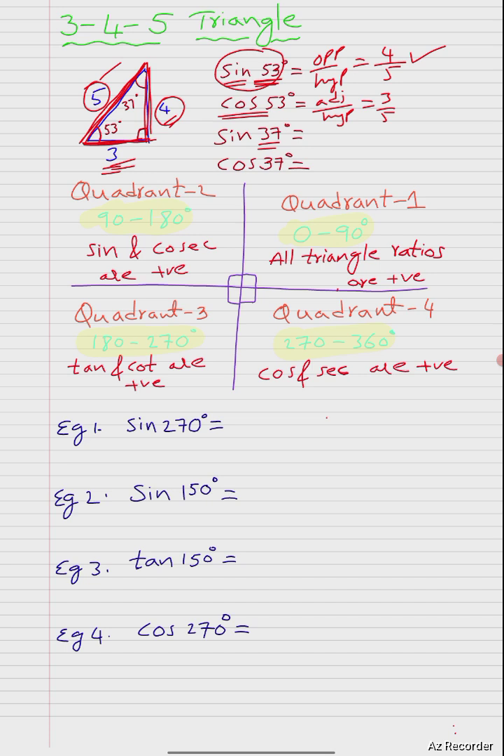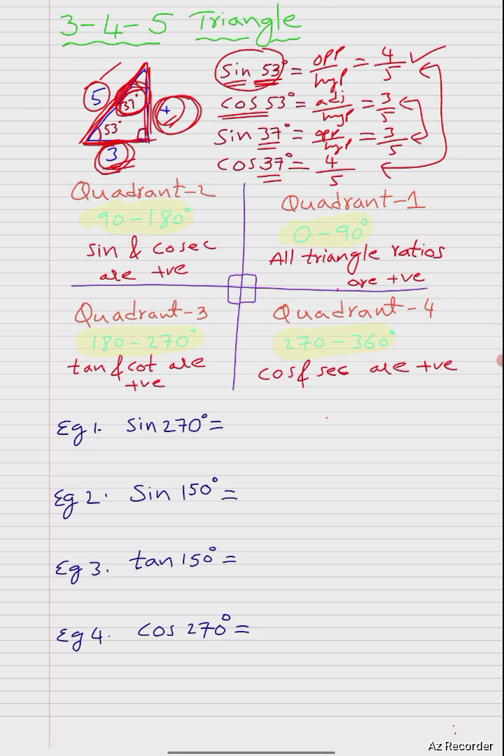Next, sine 37. Sine 37 is what? Again, opposite upon hypotenuse. For 37, what is the opposite side? 3. So here it is 3 by hypotenuse 5. Now, cos 37. For 37, what is the adjacent side? 4 is the adjacent side for 37. So it is 4 upon hypotenuse 5. If you look at these values, sine 53 and cos 37 have the same values, and cos 53 and sine 37 have the same values.